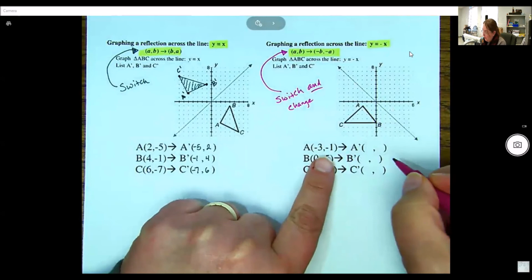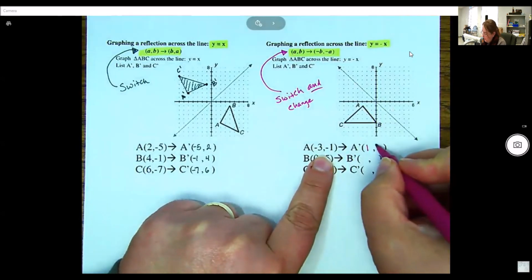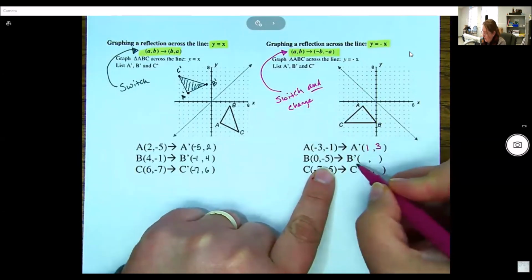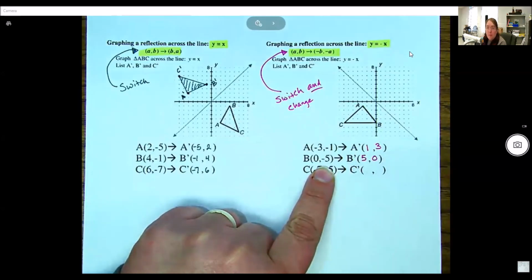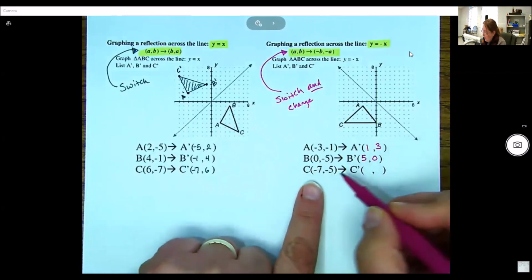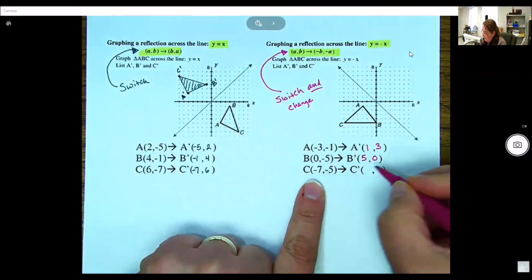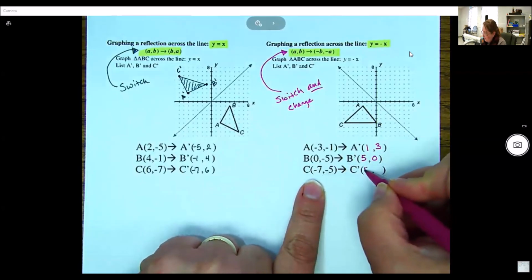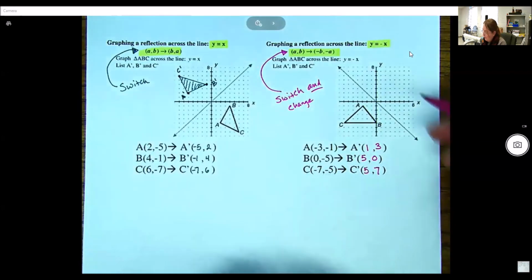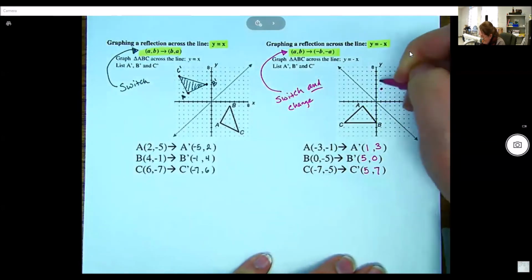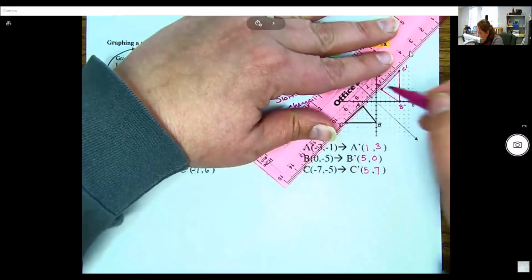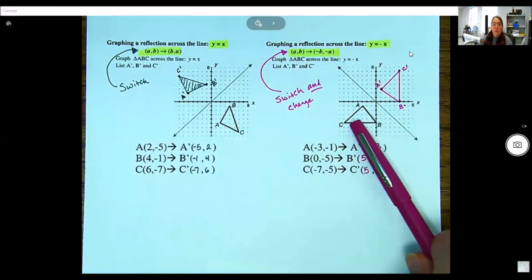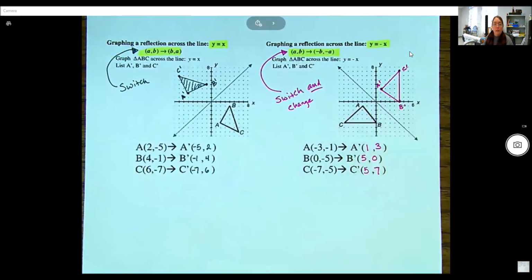Let's try this a couple of times. (-3, -1) becomes (+1, +3). (0, -5) becomes (+5, 0). Remember, 0 doesn't change signs. And then (-7, -5) becomes (+5, +7). Let's go ahead and plot those points. All right, this is our pre-image. This is our image reflected across the line y = -x.